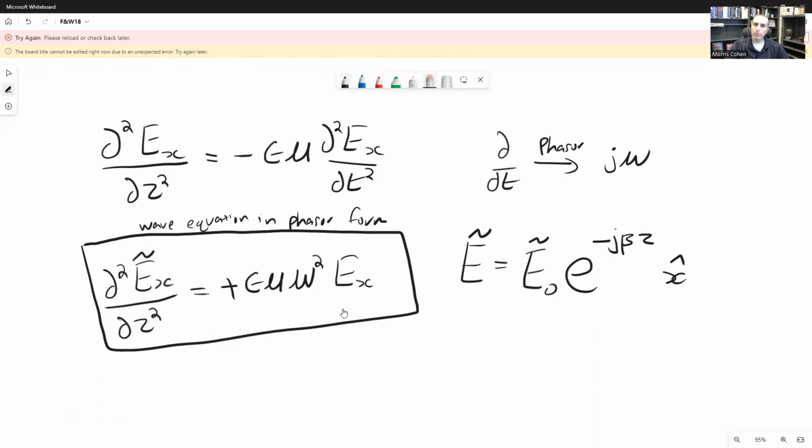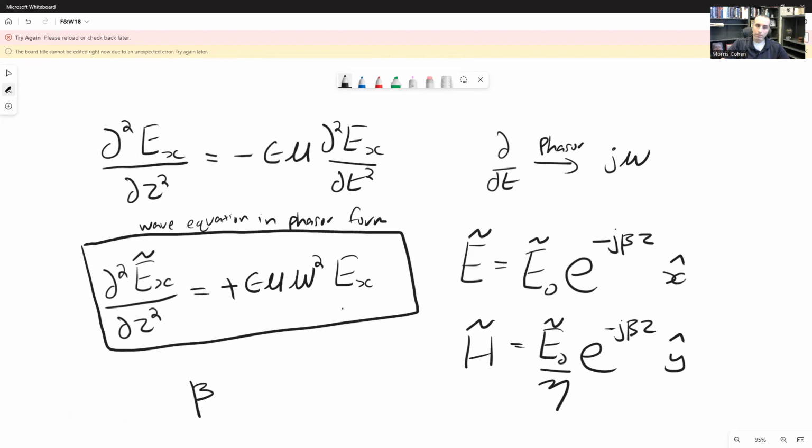If we do that, then we can use the same relationships that applied before to figure out that the magnetic field will be equal to that phasor constant, divided by eta, times e to the minus j beta z, and that will be pointed in the y direction.